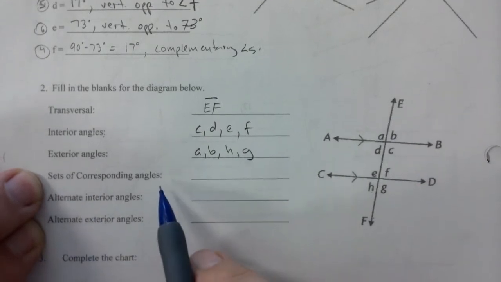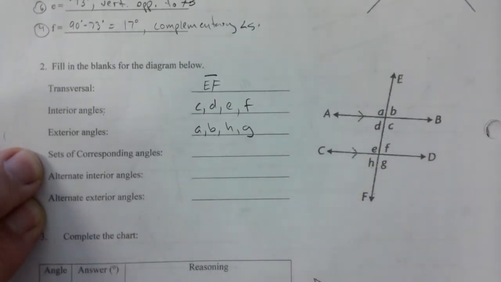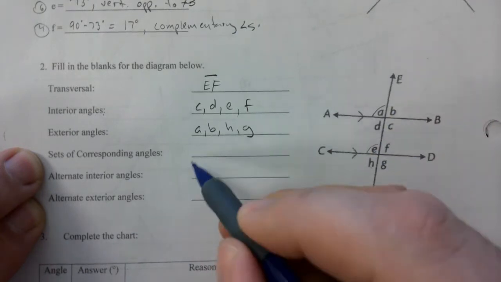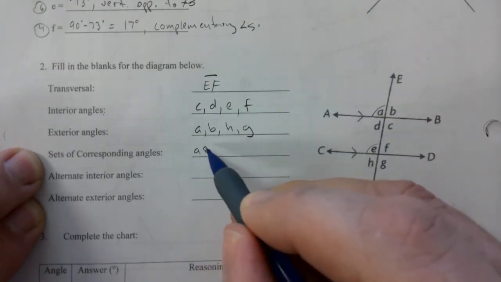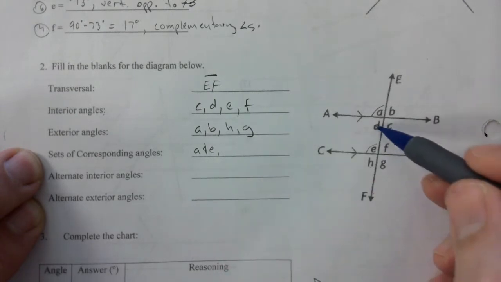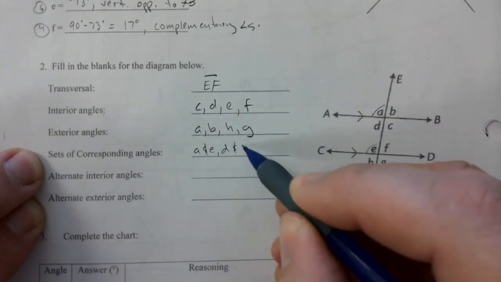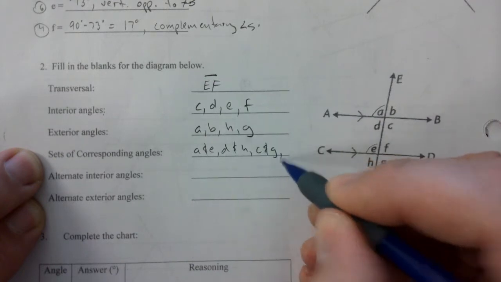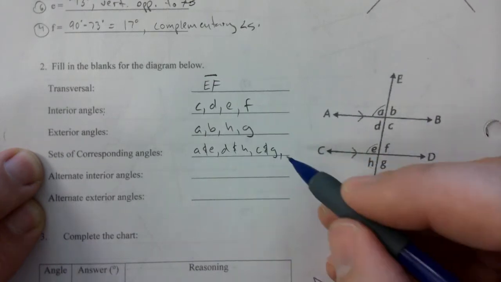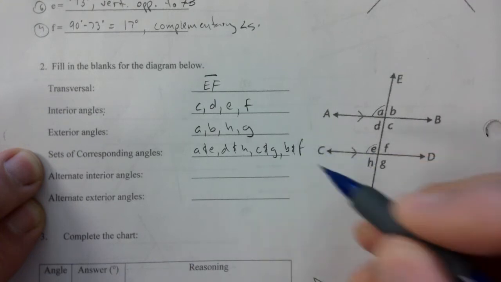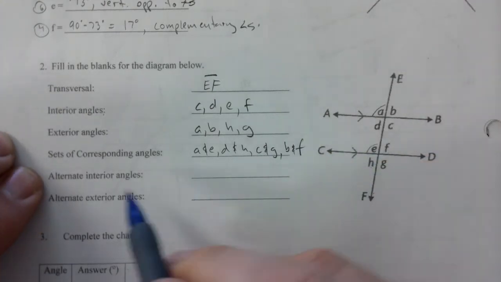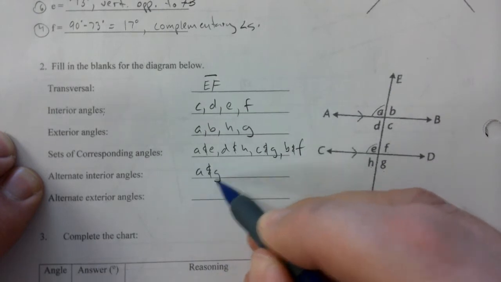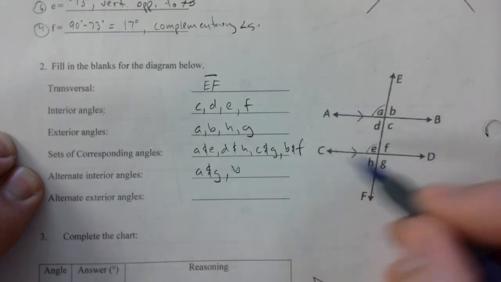Sets of corresponding angles. Here you have to be careful, right? A corresponds to E. So A and E, D and H, C and G, and B and F. So forth. Alternate exterior: A and G, right? And B and H.